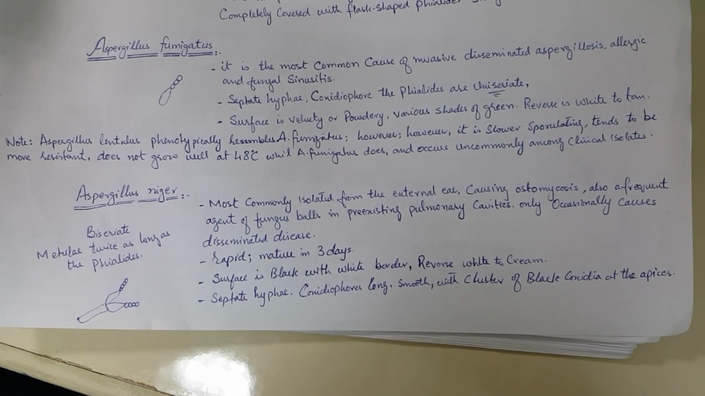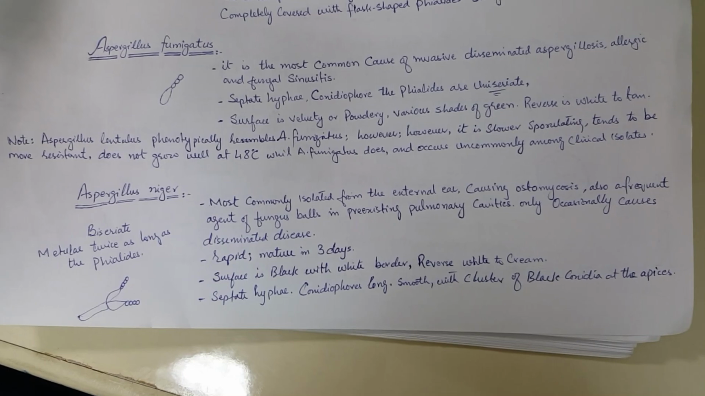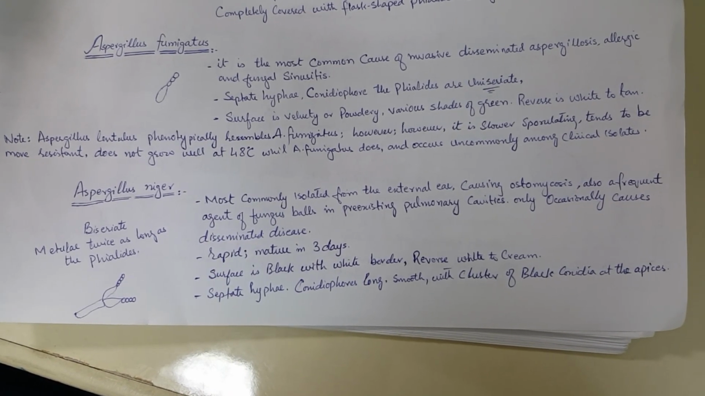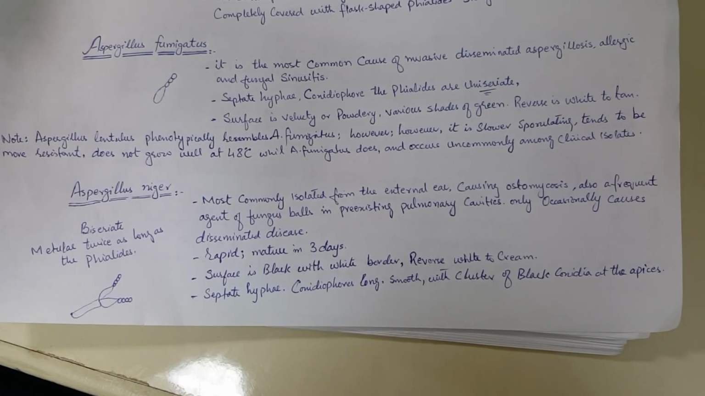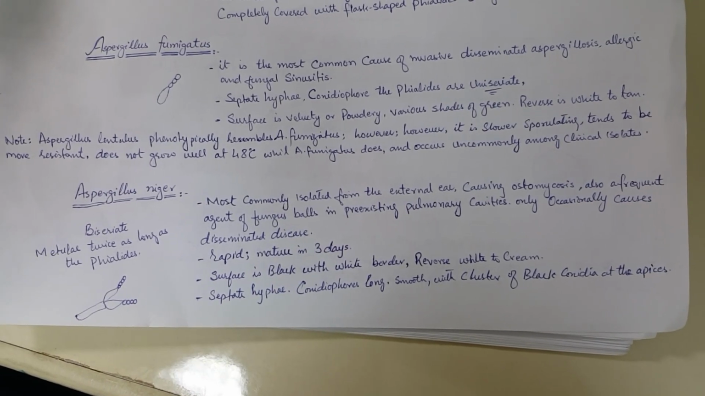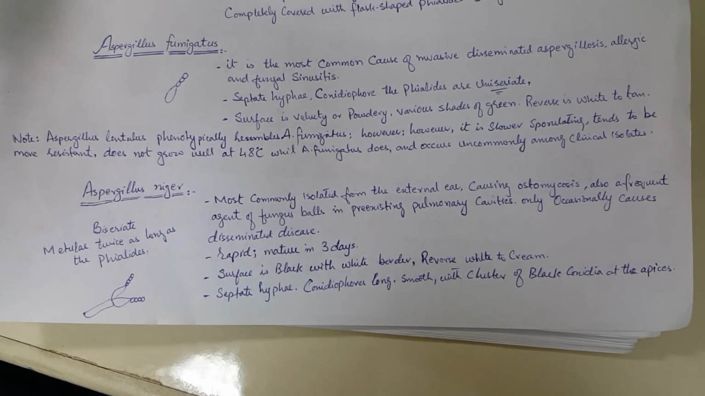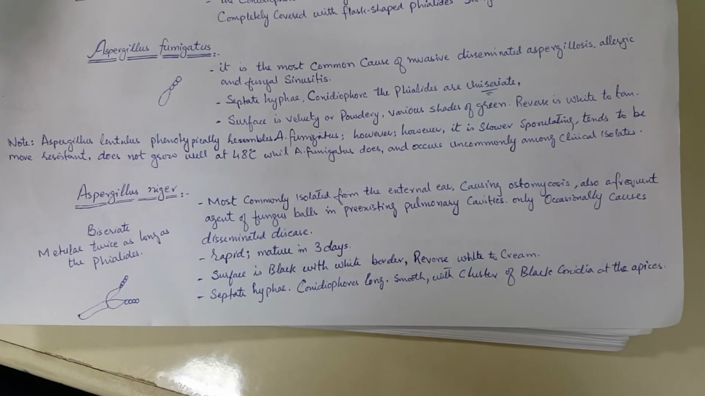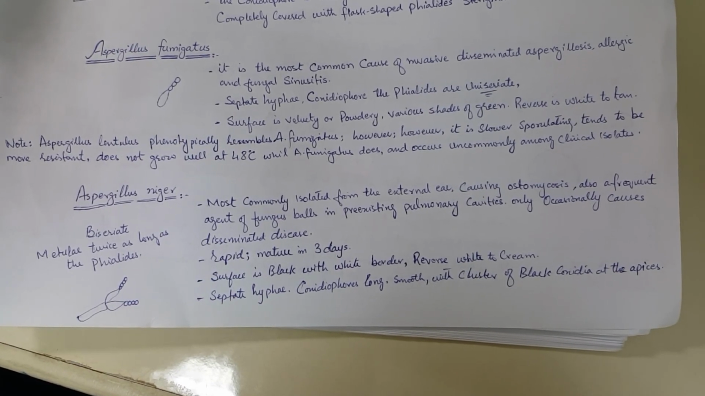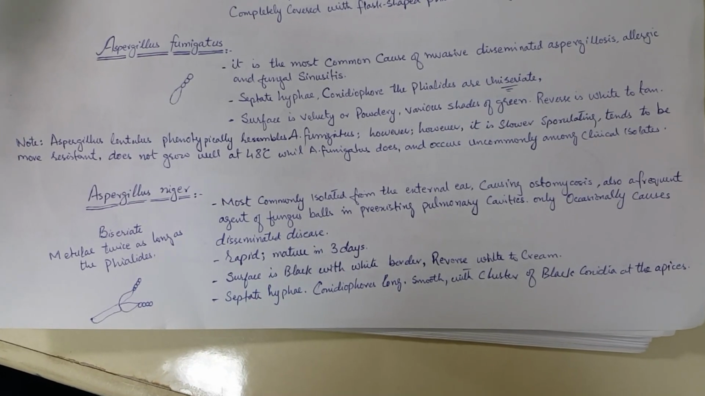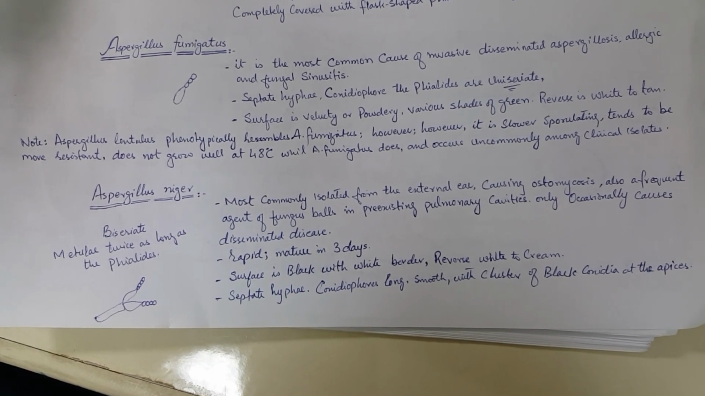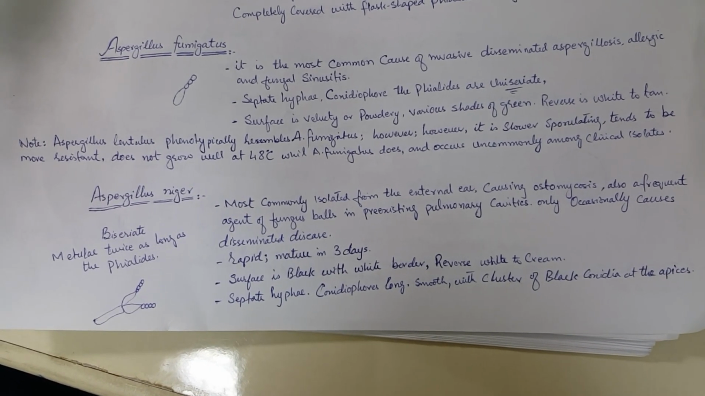Aspergillus niger is most commonly isolated from the external air and causes otomycosis, and is also a frequent agent of a fungus ball in pre-existing pulmonary cavities. It only occasionally causes disseminated disease. It is rapid, maturing in 3 days. The surface is black with a white border and reverse white to cream, with septate hyphae, and long, smooth conidiophores with a cluster of ball-like conidia at the apex. Biseriate, with metulae twice as long as the phialides.